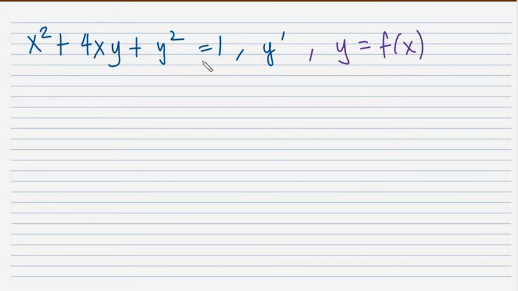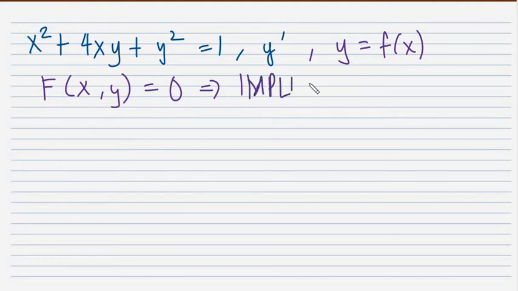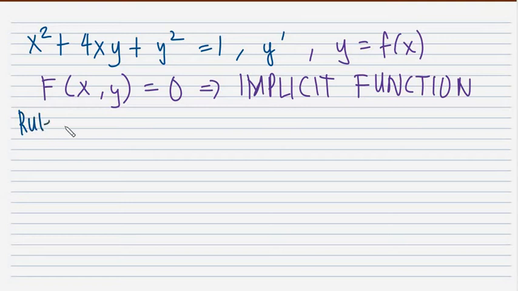But what if the equation that you are asked to differentiate is in x and y? These equations are called implicit functions. So how are we going to get the derivative of implicit functions? The answer is simple. We just have to apply this rule. And the rule is, get the derivative of each term.